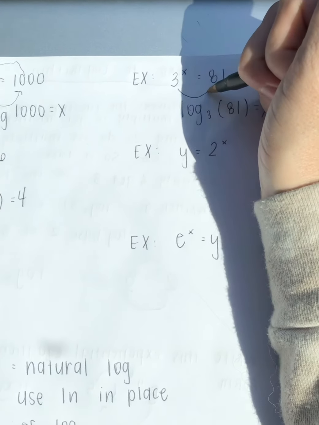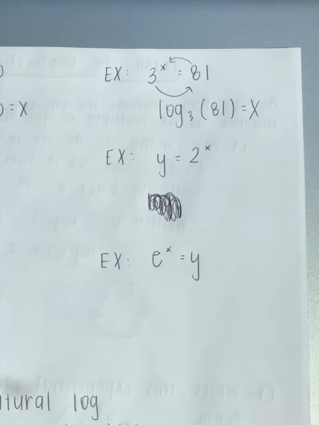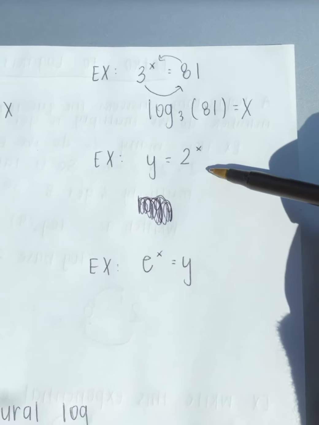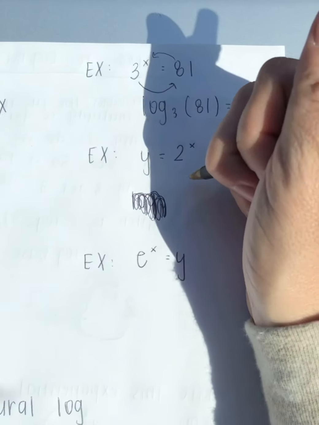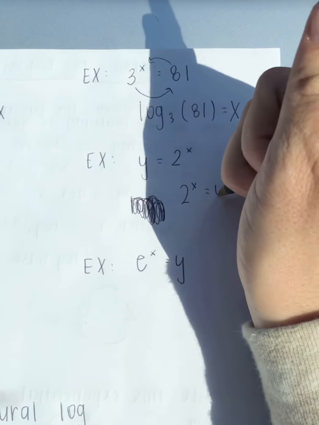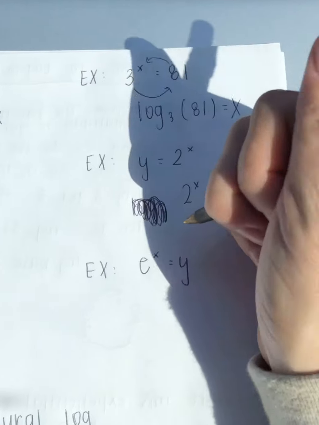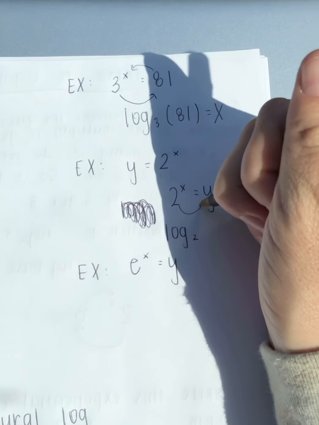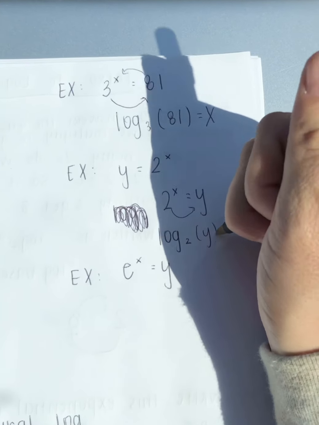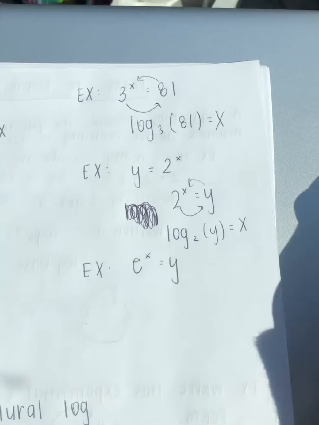Starting at your base, circle around, and spiral again. Okay, this one's written differently. My base is on the right side. So we can flip this to be 2 to the power of x equals y, right? So that my base is on the left side. So I have log base 2 of y equals x, right?